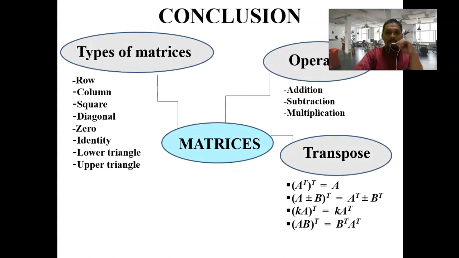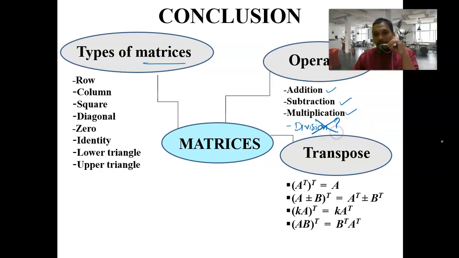So, the conclusion for the first lecture of this topic. We looked into the types of matrices with row, column, square, diagonal, zero, identity, lower triangle and upper triangle, and the operations of addition, subtraction, or multiplication. So class, look at this: for the operations of matrices we have addition, subtraction, multiplication. But do we have division here?